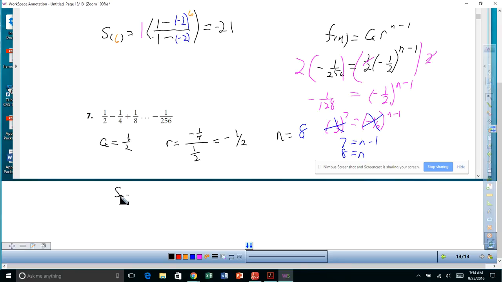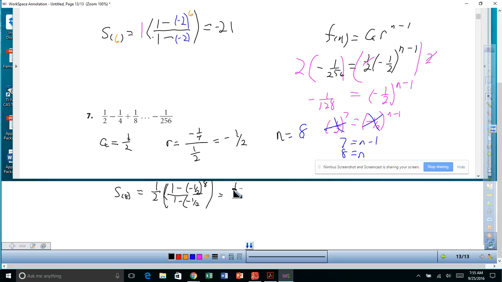So S of 8 equals, and then A is 1/2 times 1 minus r, which is negative 1/2, to the 8th power, all over 1 minus negative 1/2. That looks terrible, doesn't it? 1 minus negative 1/2. Let me make my parentheses a little bigger here and a little bigger there.